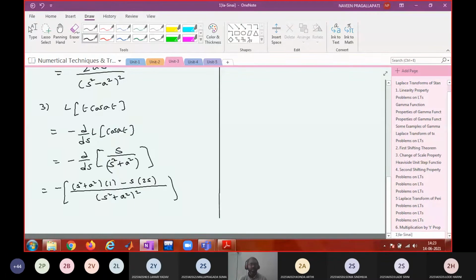So s square minus 2s square is minus s square. a square minus s square, with the minus, is s square minus a square by s square plus a square whole square. Agreed? So add this to your formulas list. Laplace of t cos at is s square minus a square by s square plus a square whole square.